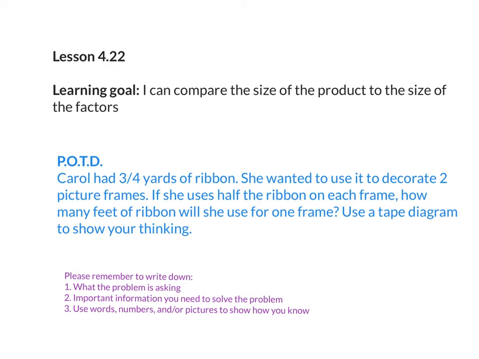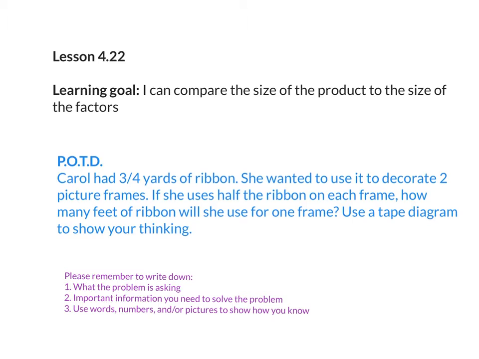Okay, today for math we're doing Module 4, Lesson 22. You may have noticed that we skipped Lesson 21. The last one we did on Thursday was Lesson 20, and we're skipping 21 just because it's easy to combine with the next few lessons. So we're going to skip right ahead to Lesson 4.22, and your learning goal is: I can compare the size of the product to the size of the factors.